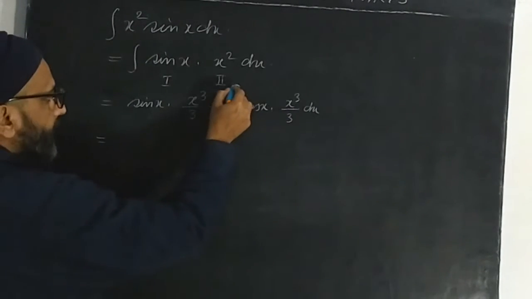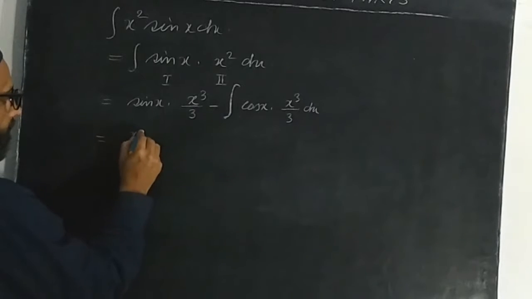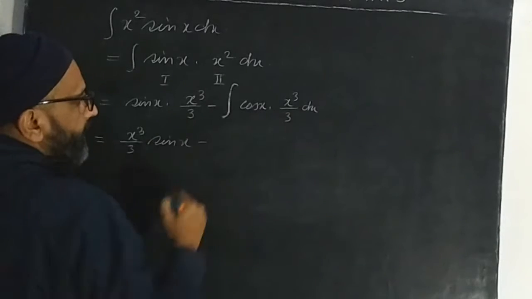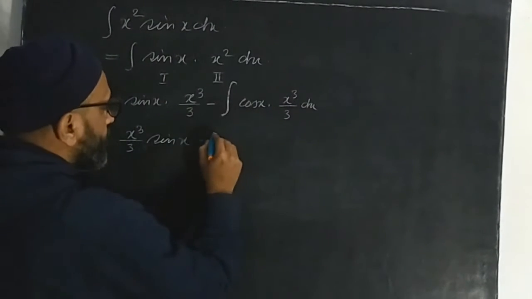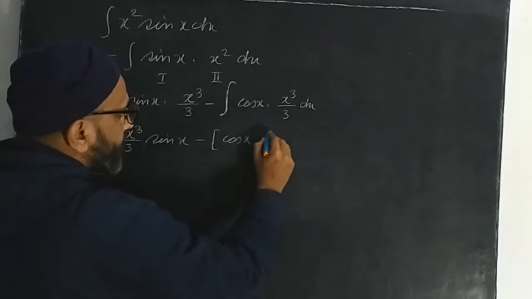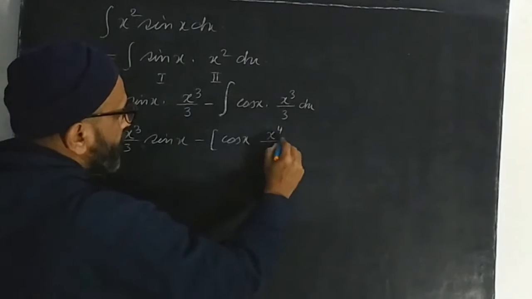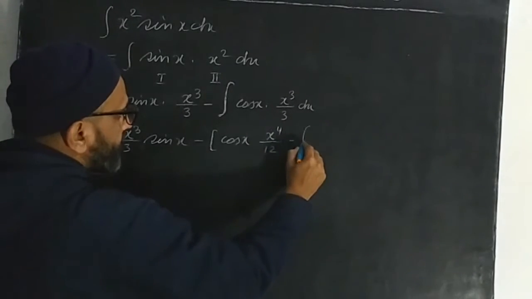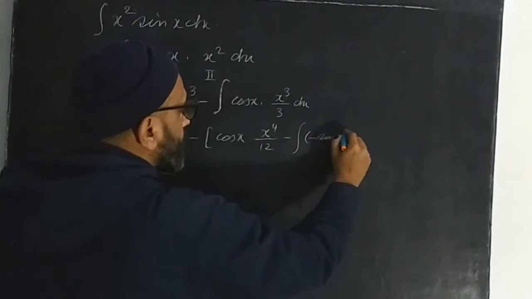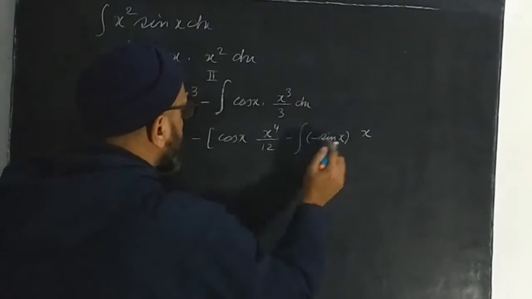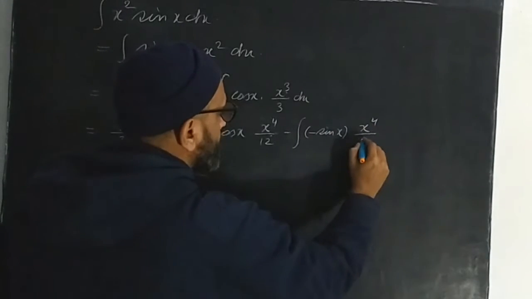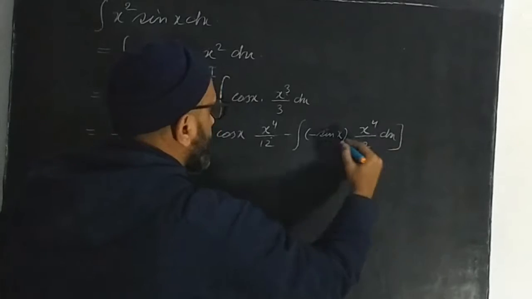Now we have again a sign of integration, so we may write it as x cube upon 3 sin x. Now again we need to apply integration by parts. So first function as it is, and the integral of the second one, x to the power 4 upon 12, minus integral as a whole, differential of first, that is minus sin x, and integral of the second, that is x raised to power 4 upon 12 dx, and that's it.